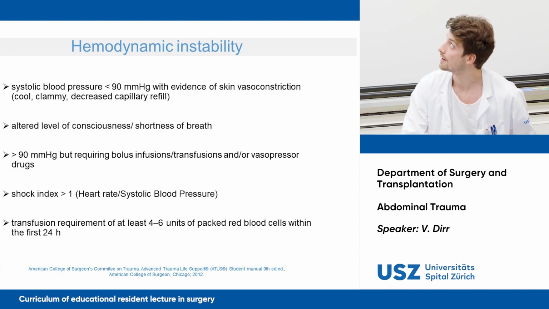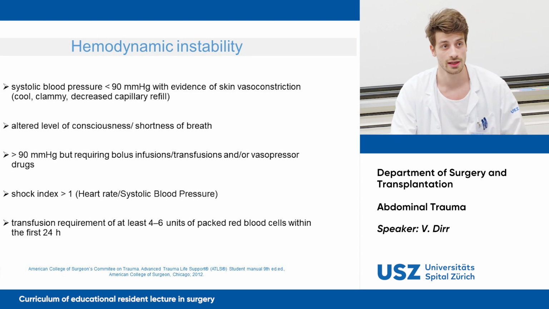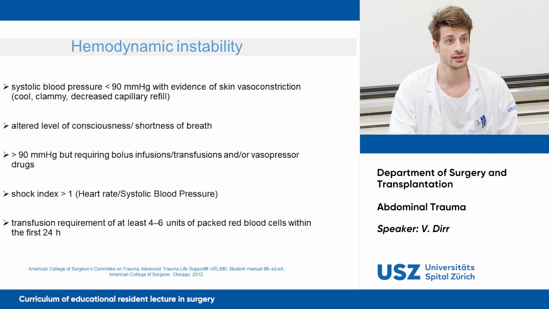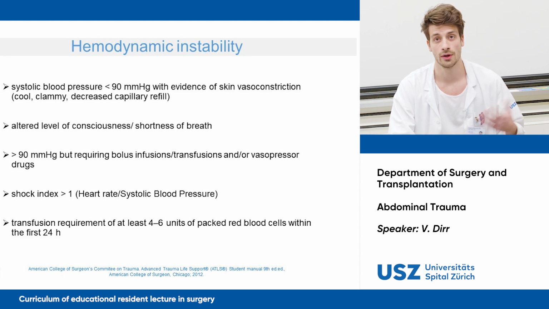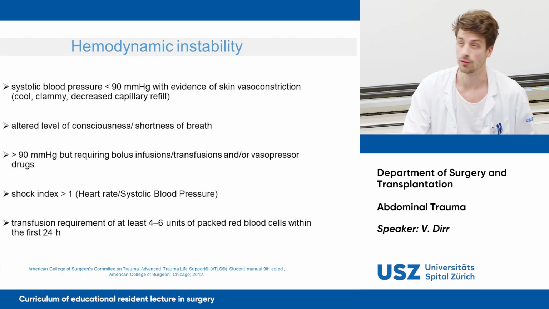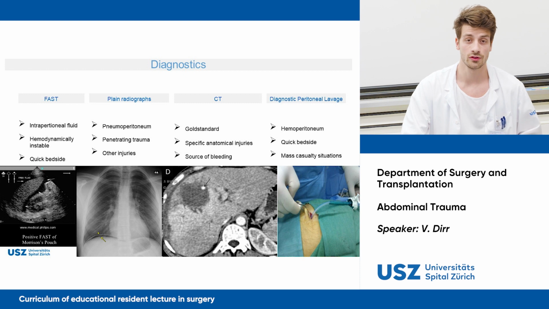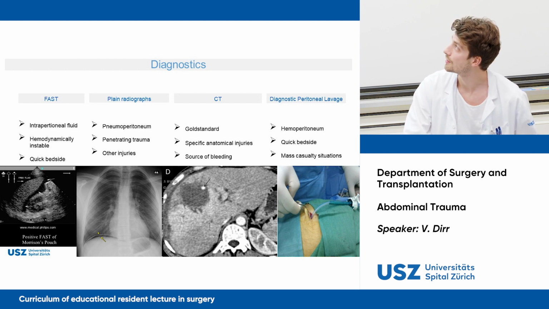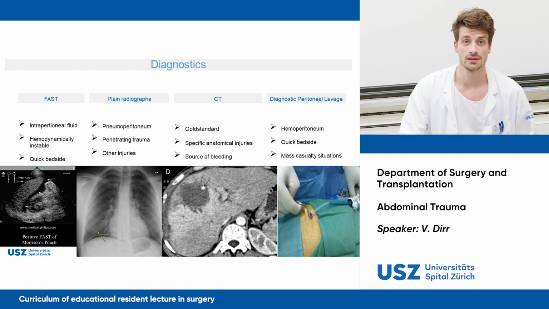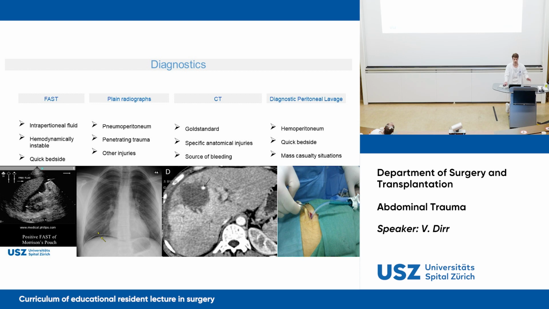And I do understand that this is a very dynamic process, so it's often hard to tell whether a patient is stable or unstable. But for our young residents, it's really important to have some parameters to be sure whether a patient is classified as unstable or stable. When it comes to diagnostics, we have different tools in order to identify certain conditions. And there's one which is the FAST, which is a really quick ultrasonography of the structures, for example, to detect intraperitoneal fluid.